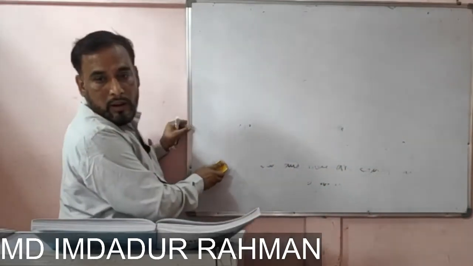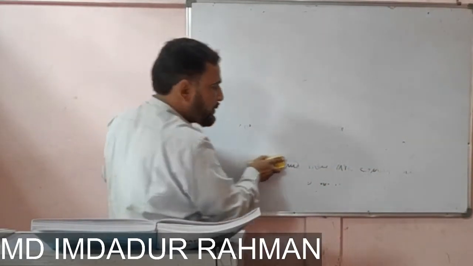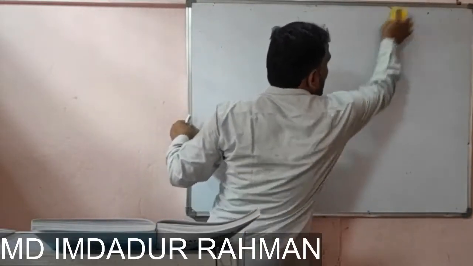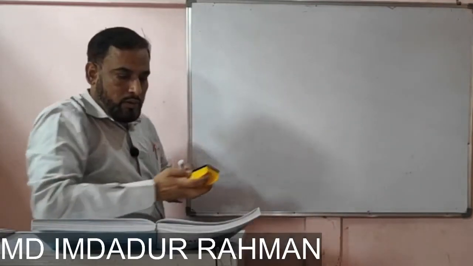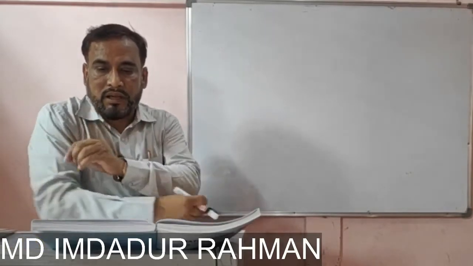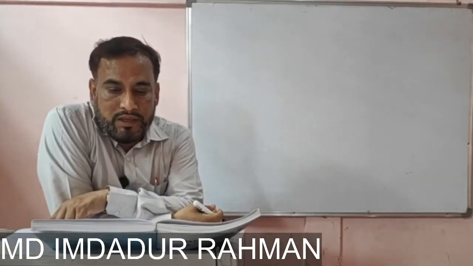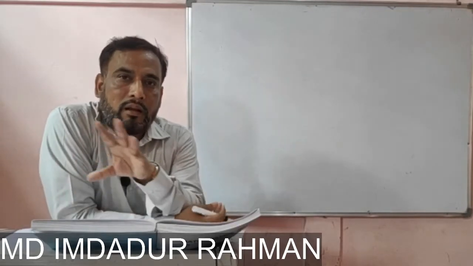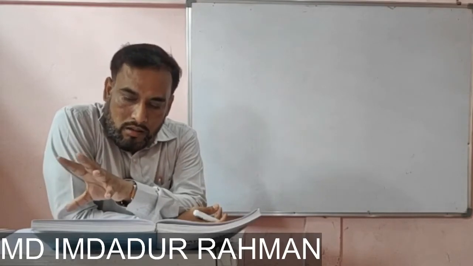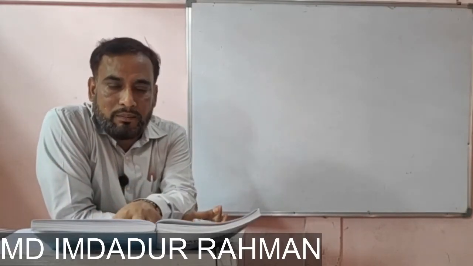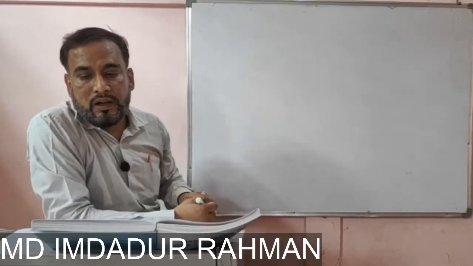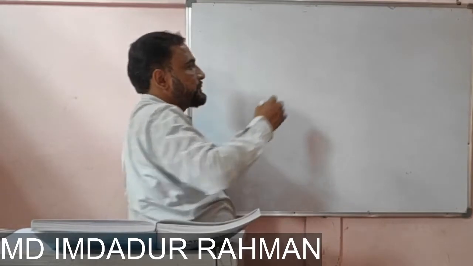Look at your book, page number 165, example 2. Very important question. Show that the diagonals of a rhombus are perpendicular to each other. So here we are getting a theorem about rhombus. Though it is given as an example, we will consider this as a theorem.